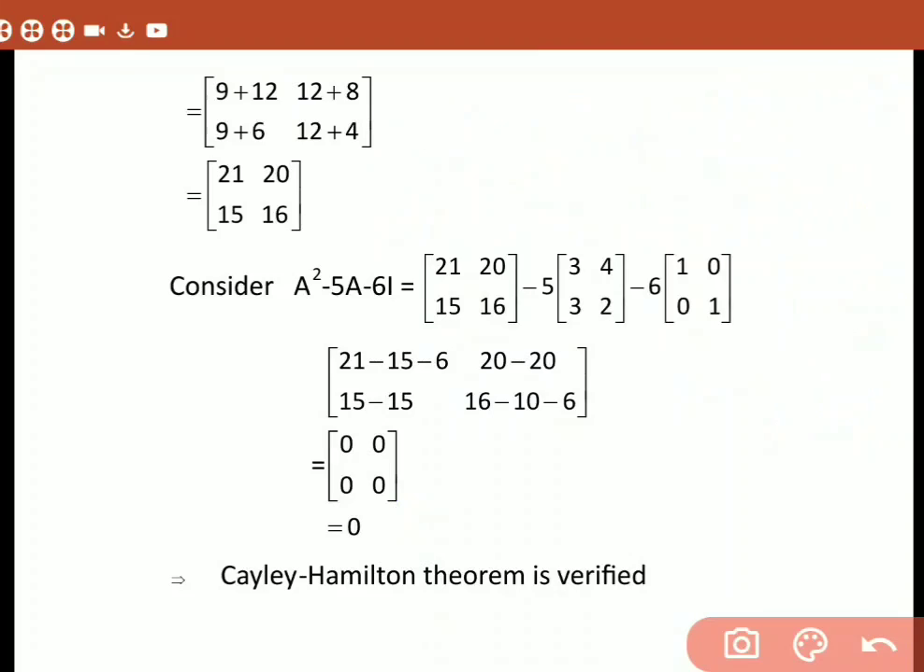What we got? We got a null matrix. This implies the Cayley-Hamilton theorem is verified. Every square matrix satisfies its characteristic equation. When you replace lambda by A, you should get a null matrix. This is the verification of the Cayley-Hamilton theorem.